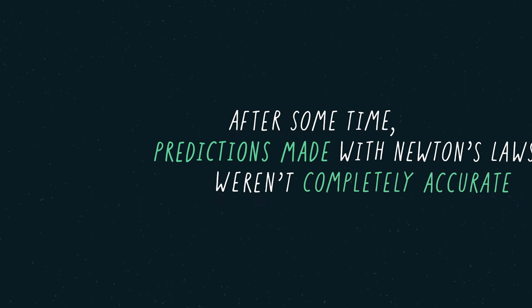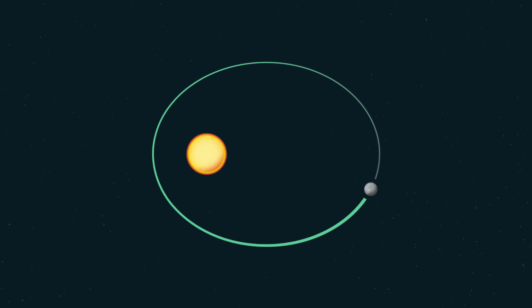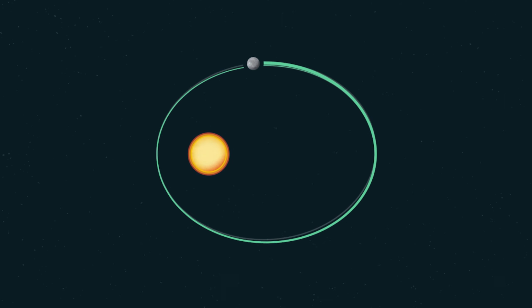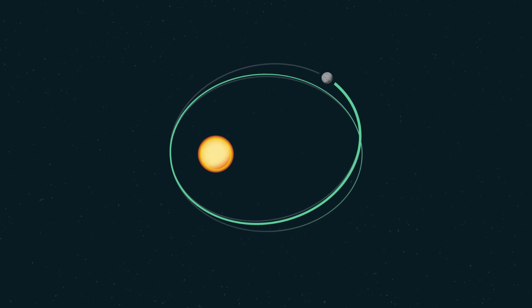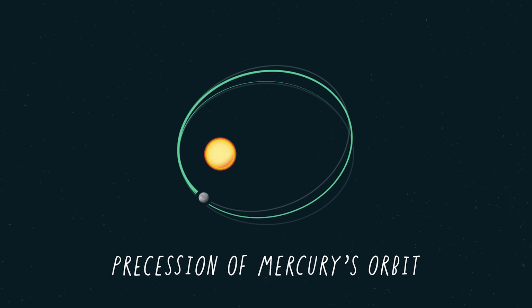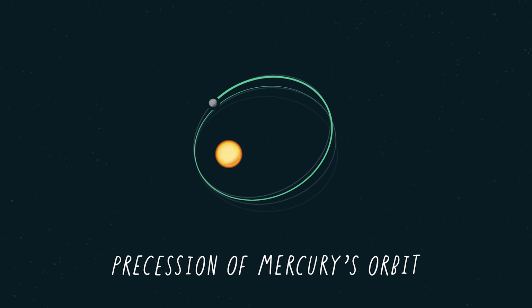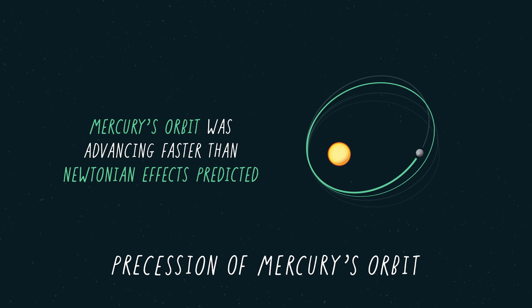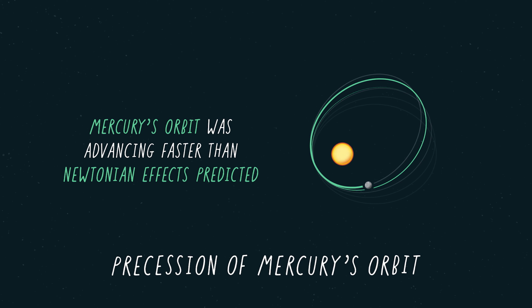Predictions based on his equations also weren't perfect. In the 19th century, observations of Mercury's orbit around the Sun showed that it was changing slightly over time. This was predicted by Newton's laws, suggesting that the gravitational influence of the other planets would cause orbits to precess, or advance over time. However, careful analysis showed that the Newtonian effects alone couldn't account for the precession rate. The orbit was changing faster than expected.